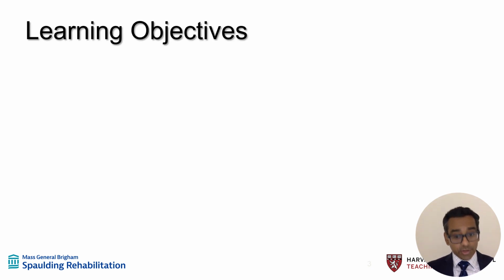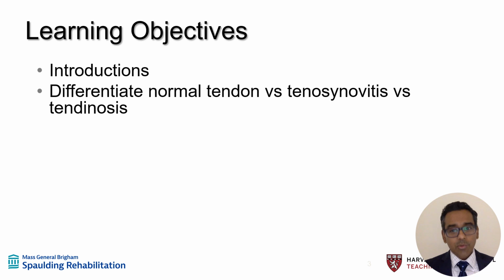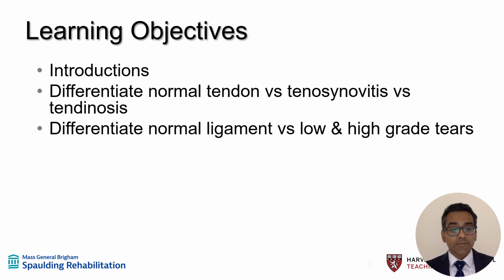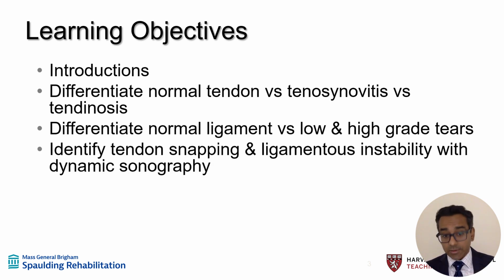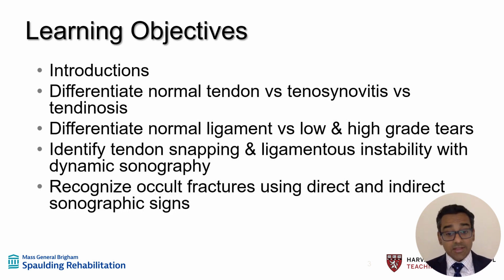In terms of the learning objectives, we're going to start with some introductions, tell you a little bit about who I am and why you're bothering to listen to me. Then we'll talk about differentiating normal tendons from tenosynovitis versus tendinosis using ultrasound. We'll differentiate normal ligaments versus low versus high-grade tears. We'll talk about tendon snapping and ligamentous instability, and how we use ultrasound and typically dynamic sonography to help identify these cases. We'll look even for occult fractures using both direct and indirect sonographic signs.